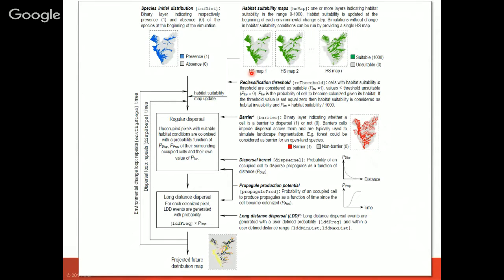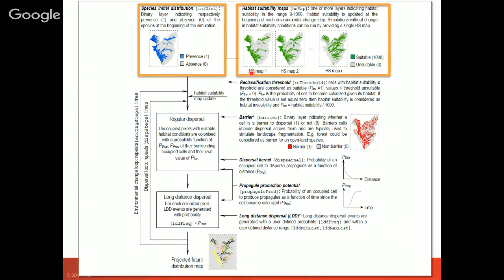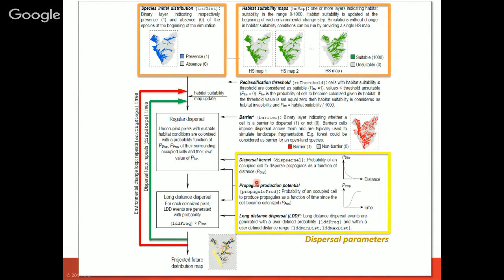And these are the figures that you can also find in the MIGCLIM user guide. So again, we have our species initial distribution, our suitability maps. Here you can recognize the two loops as before: the environmental change loop and the dispersal loop. Then the different dispersal parameters, and there are also some extra options that I didn't discuss before. For instance, you have the option to introduce barriers to dispersal. This is where you can account for, for instance, landscape fragmentation.